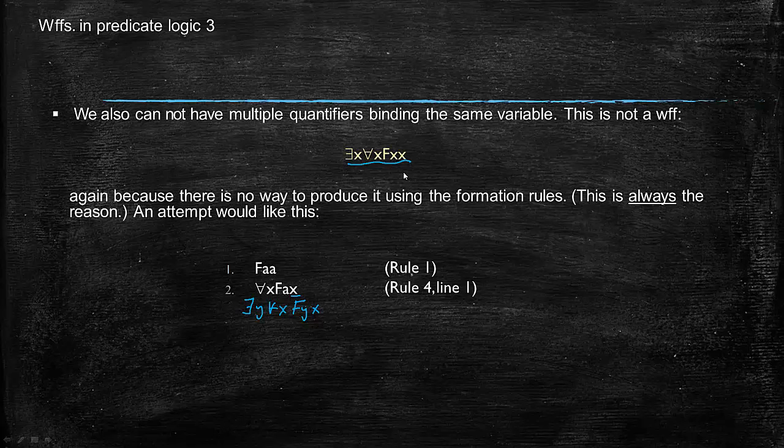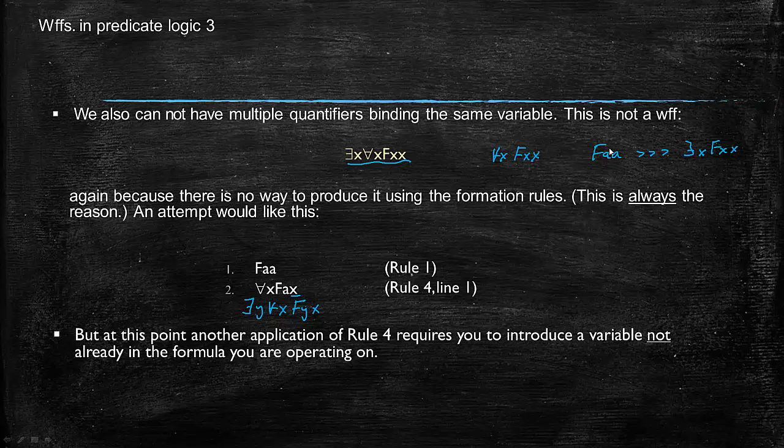Note that this does not mean that you can't have two variables in a row or anything like that. It's not what it means at all. So for example, something like for all x, f, x, x, that's perfectly fine. Why is that? Well, because you can take f, a, a, and then by rule 4, you can just go, there exists an x, f, x, x, just putting x's in for both a's.